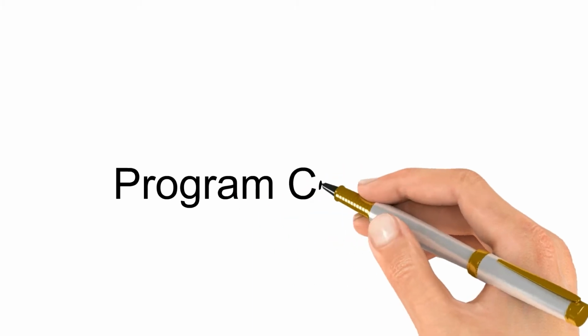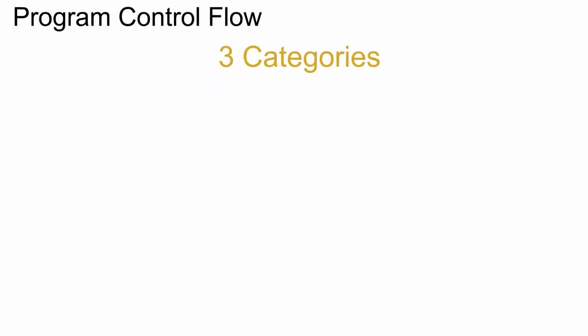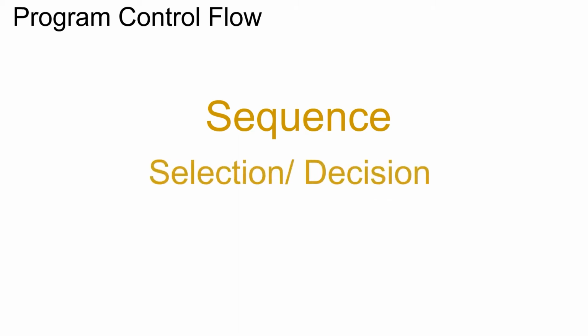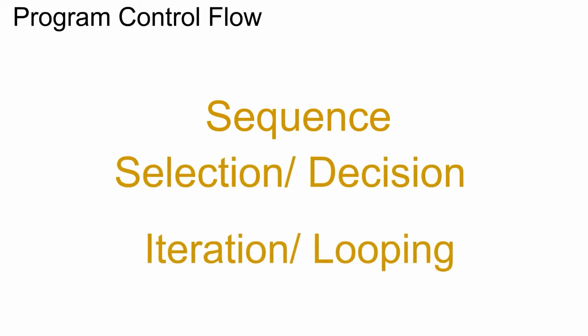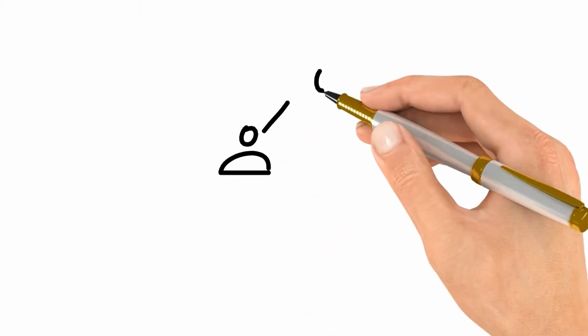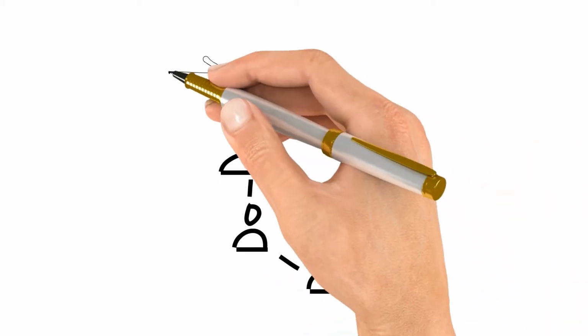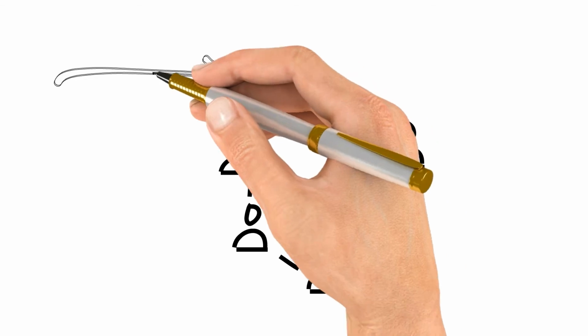Now we will talk about program control flow. The control and flow of a program in a programming language can be broadly classified into three categories: sequence, selection or decision, and iteration and looping. Sequential statements in a program are executed in a sequential order or in a linear fashion, one after another without any jump in the program.